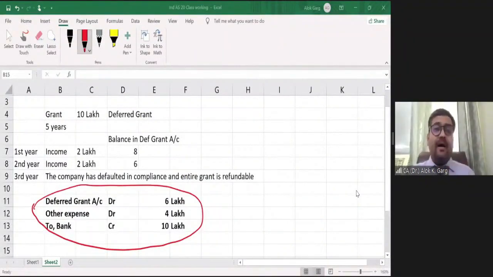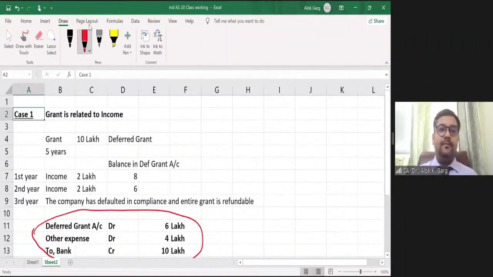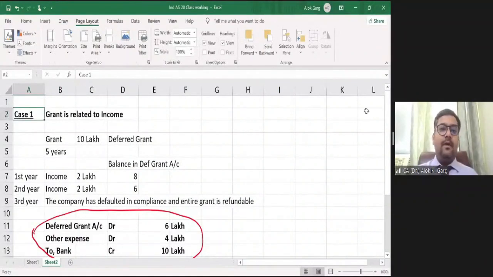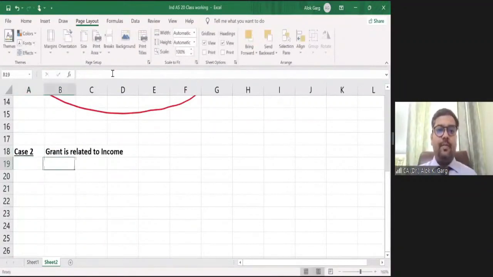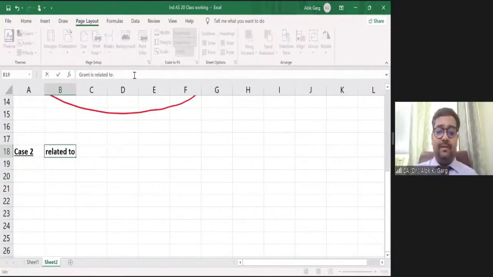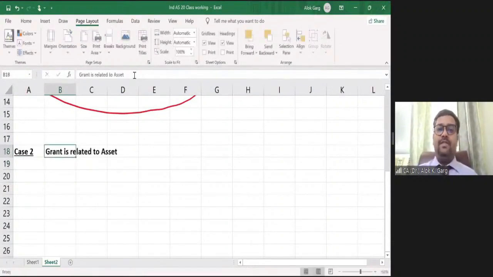So guys, the grant related to income concept was very simple. Now I am moving to grant relating to asset. If there is a grant relating to asset and that grant is getting refunded, I am coming to that. So friends, the first case was grant related to income. The second case, case 2, is related to asset. Now it is very important to see which approach has been taken.